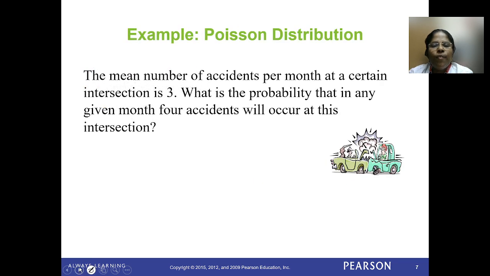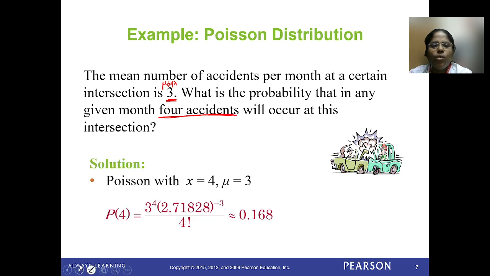The mean number of accidents per month at a certain intersection is 3. So what is this value? This is mu or lambda. You can take this lambda or mu value as 3. What is the probability that in any given month 4 accidents will occur at this intersection? That x value is 4 here. So what are the given values? You need to write them down first. Here the x value is 4 and the mu value is 3.